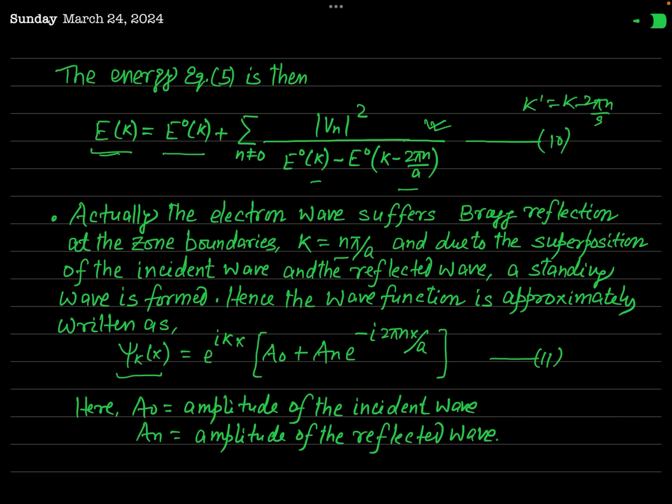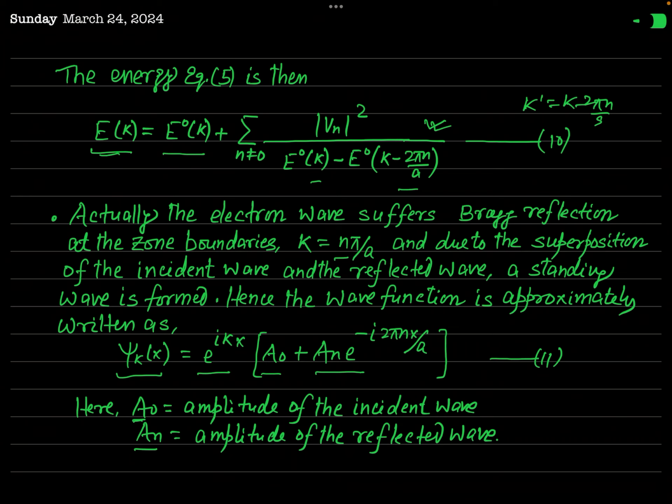This is psi k of x equal to e to the power i k x times a naught plus a n times e to the power minus i 2 pi n x over a. Actually here, this a naught is the amplitude of the incident wave, or you can say that this is the constant for the incident wave, and a n is actually the amplitude of the reflected wave, which depends on the value of n. For different n, a n will have a different value. Okay.